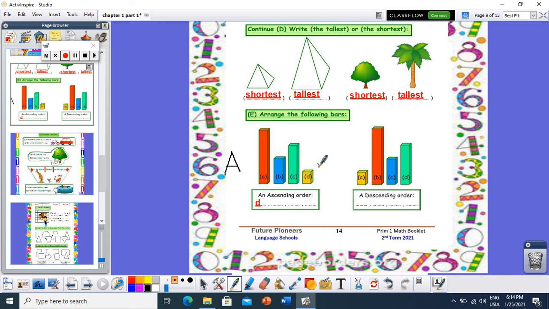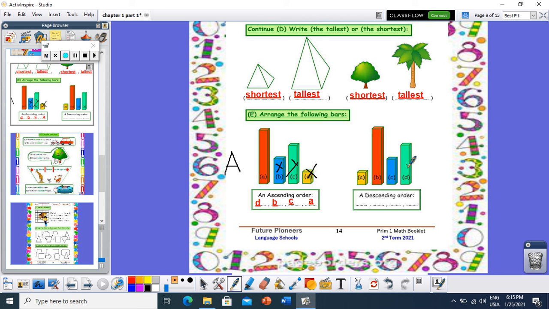So I will write D, then I will cross it out. Now look. A, B, C. Which one is the smallest or the shortest? Excellent. Number B. So I will write number B, then I will cross it out. Then I have A and C. C is the smallest, so I will write C, then I will cross it out, and finally I will write A. So now I arranged the bars in ascending order.